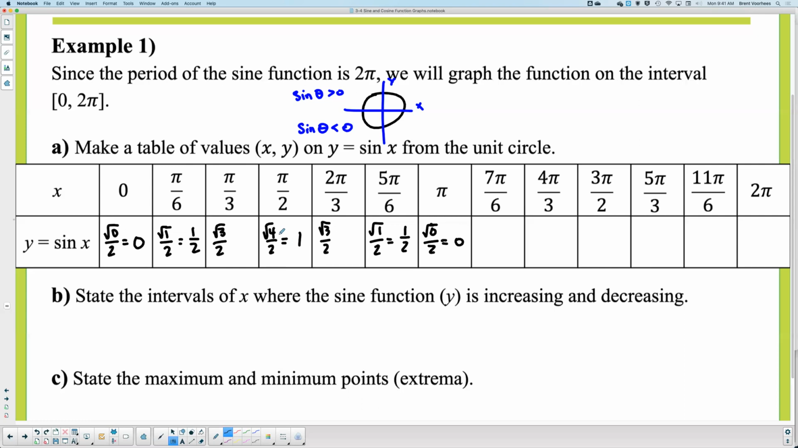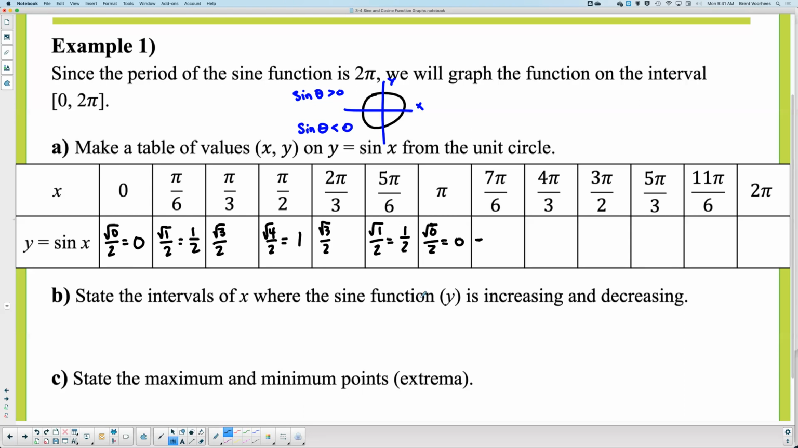Square root of 3 over 2, 1. We counted up, or you could say 0, square root of 1, square root of 3, square root of 4, square root of 3, square root of 1, square root of 3. We're going down now. So the next one's 7 pi over 6. This is now more than 1 pi. Which quadrant are we now in? Third. So these will be negative values. So 7 pi over 6. Which finger is that?